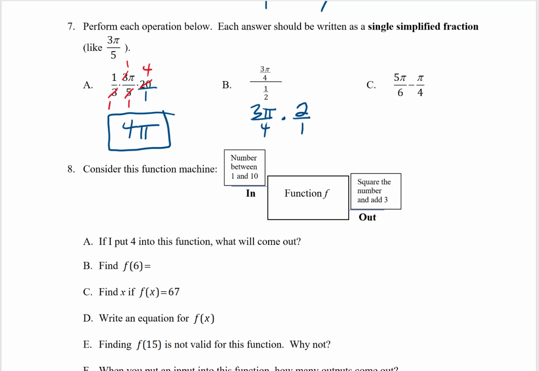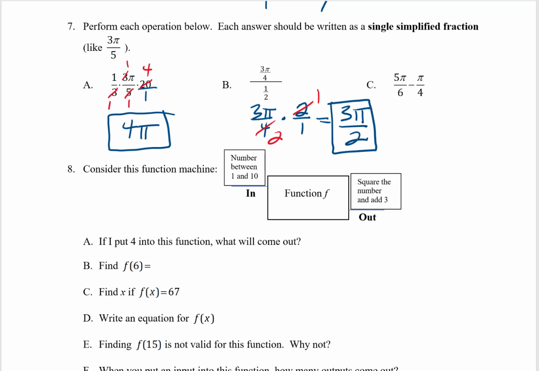Part B, dividing by 1/2 is the same thing as multiplying by the reciprocal of 1/2, namely 2 over 1. And now I can do some cross-canceling. And when I multiply across, I end up here with 3 pi on the top and 2 on the bottom, 3 pi over 2.